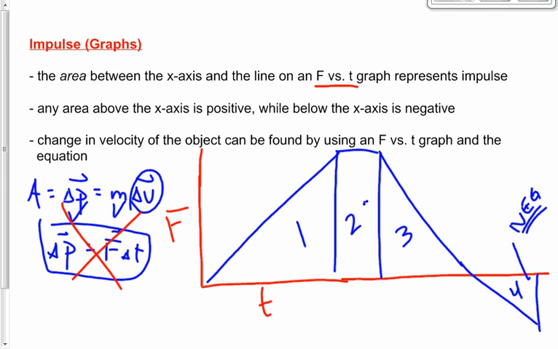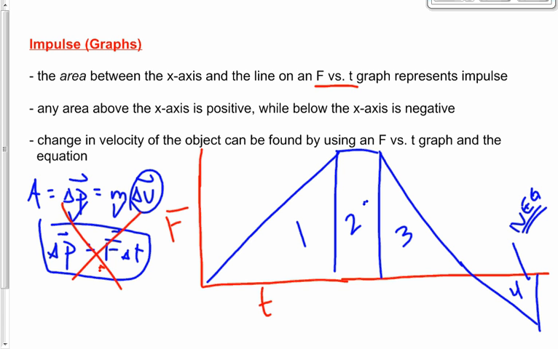Can anybody suggest why I don't want to use delta P equals F times T? Yeah, kind of. We'll come back to that in a second. Yeah, it's triangles. In other words, force is changing. What value of force do we use if we want to use this equation? The force is always changing there. It's triangles. It's different shapes.